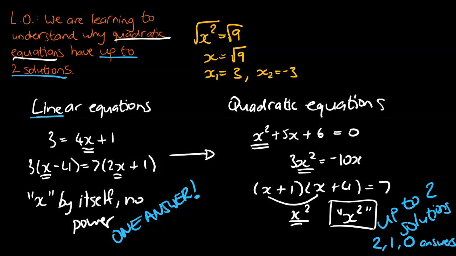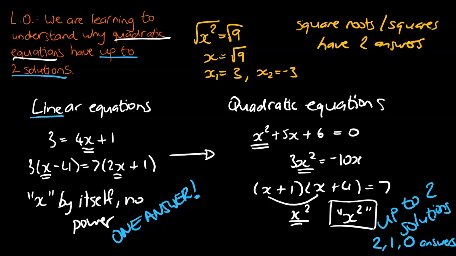So quadratics involving an x squared, there's normally a positive version of an answer, and there's this negative version of the answer, which sometimes might slip our minds. And that's where this idea of two answers, two solutions comes back, because a square root has two answers. So square roots, squares, have two answers. So guys, hopefully that last bit gives us a bit of an understanding as to why these new types of equations we're looking at have two answers.